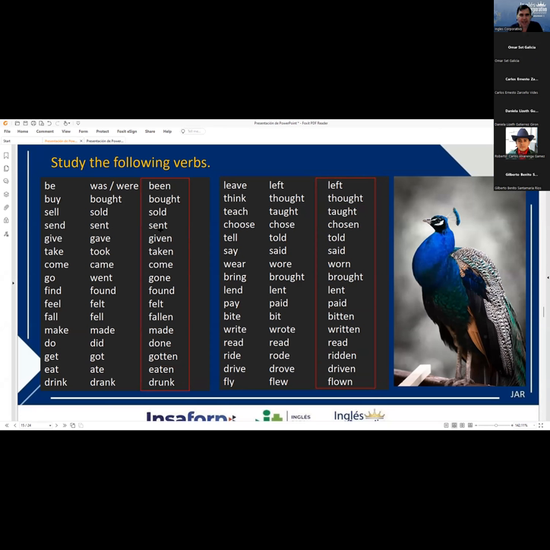Sold, sent, found, felt, made, left, thought, told, said, brought, lent, paid, read. Those are the same in the simple past and the past participle. Okay.